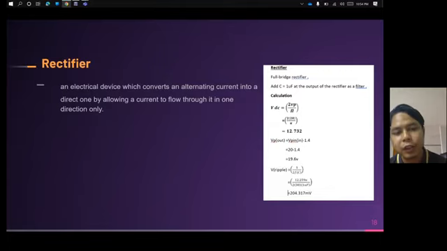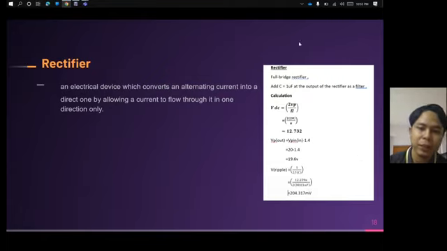Today I will be presenting about rectifier. In a nutshell, a rectifier is an electrical device which converts an alternating current into a direct one by allowing a current to flow through it in one direction only. In other words, it converts the negative phase of the AC into the positive phase, and it will produce a constant positive output to supply the load.